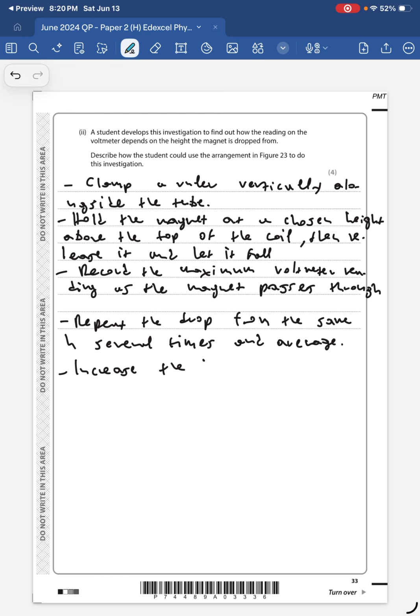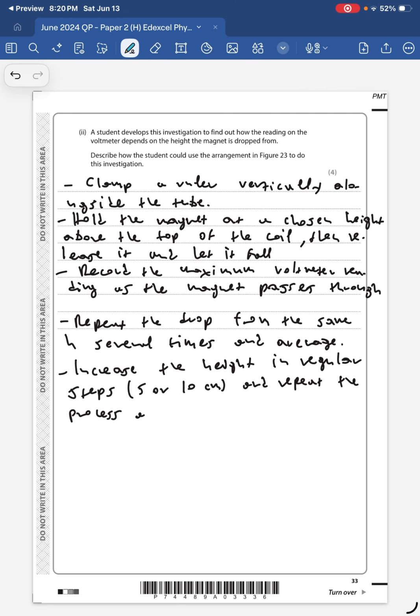So increase the height in regular steps. So 5 or 10 centimeters maybe. Okay, and repeat the process. Repeat the process at each height. Okay.